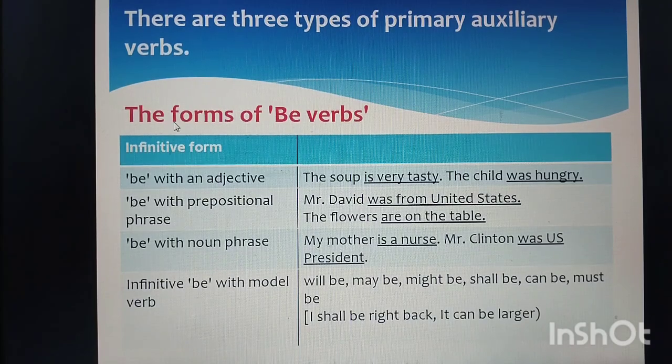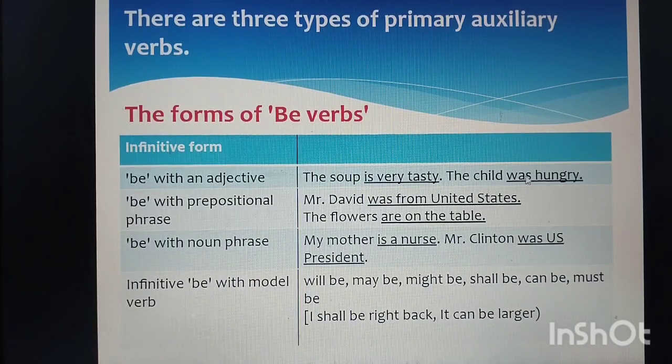The forms of be verbs: be with an adjective, be with a prepositional phrase, be with a noun phrase, and be with modal verbs. These are some examples. Again, I want to discuss them. Be with adjective: The soup is very tasty. Here, is is the be verb and very tasty is an adjective.